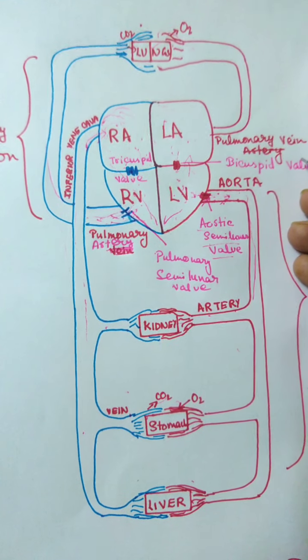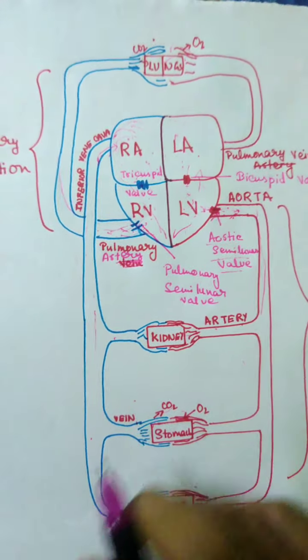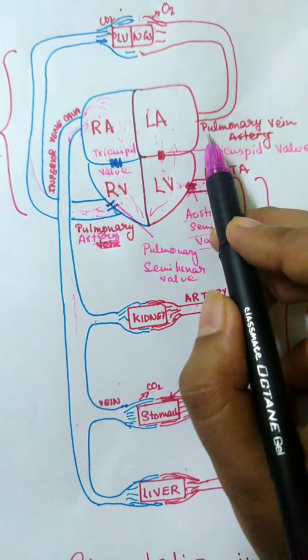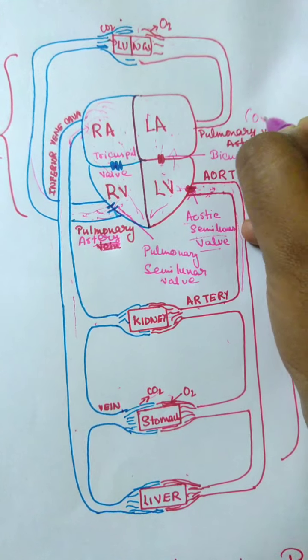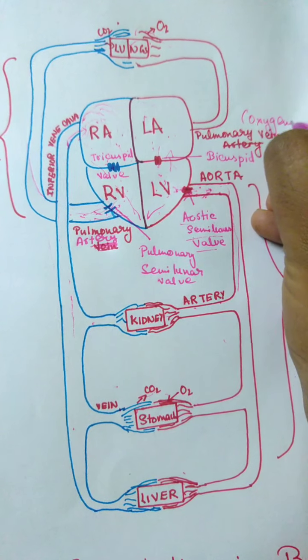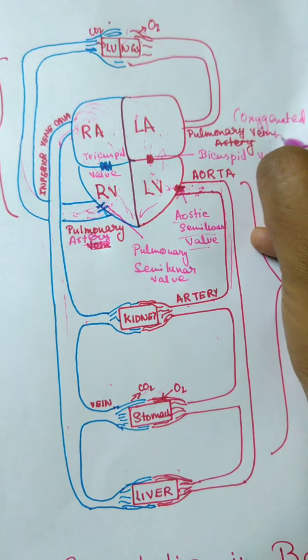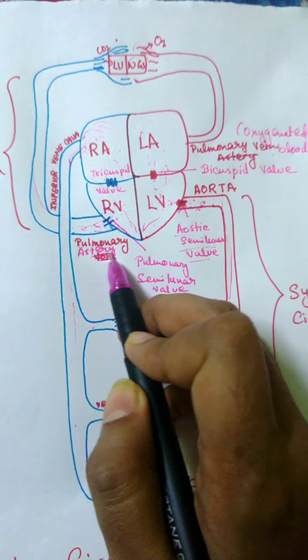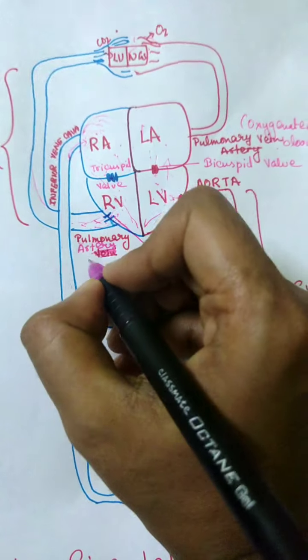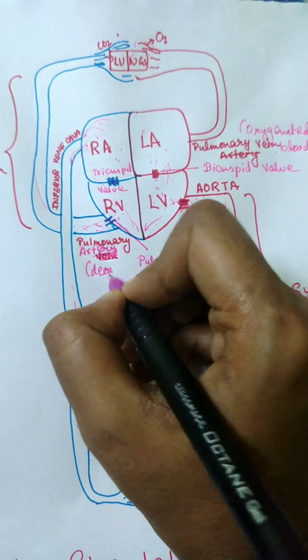via pulmonary vein. Now let me remind you something. This is the only vein that carries oxygenated blood in the body. And this is the only artery that carries deoxygenated blood in the body.